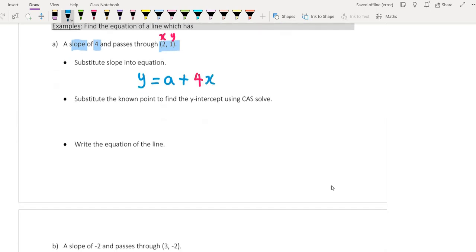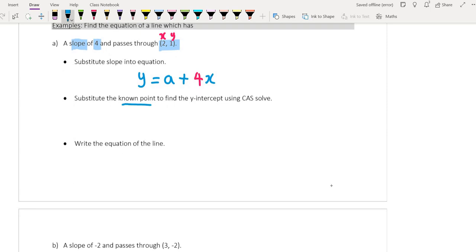Then our next step is to substitute the point that's given to us into the equation that we just came up with. So instead of y, we should have 1, from this point here. And a is still a, we don't know what a is. 4 is still 4, but instead of x, we should have 2, because it's given to us. Now, we still don't know what a is, and that's what we're trying to solve.